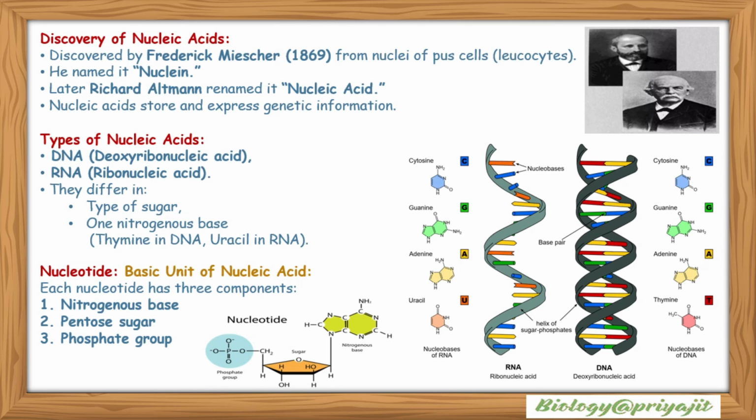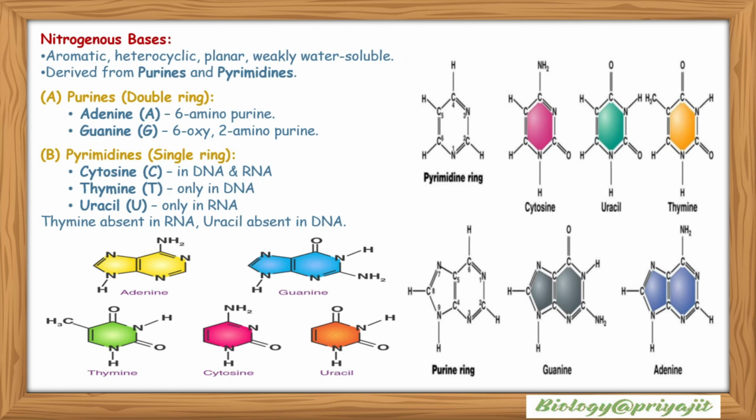So the nucleotide is basically the unit of nucleic acids, and each nucleotide consists of three components: nitrogenous bases, pentose sugar, and the phosphate group. So these are the two types of nucleic acid, RNA and DNA, and there are the nitrogen bases. Nitrogen bases are basically aromatic, heterocyclic, planar, weakly water soluble molecules, and they are derived from purine and pyrimidine. These are the pyrimidine derivatives: cytosine, uracil, and thymine, and the purine derivatives are guanine and adenine.